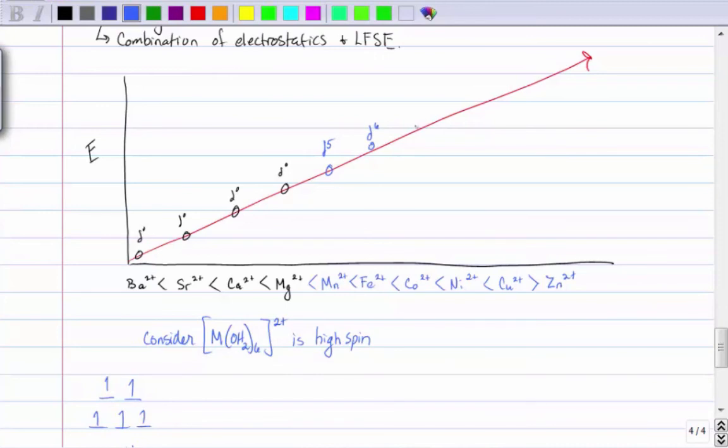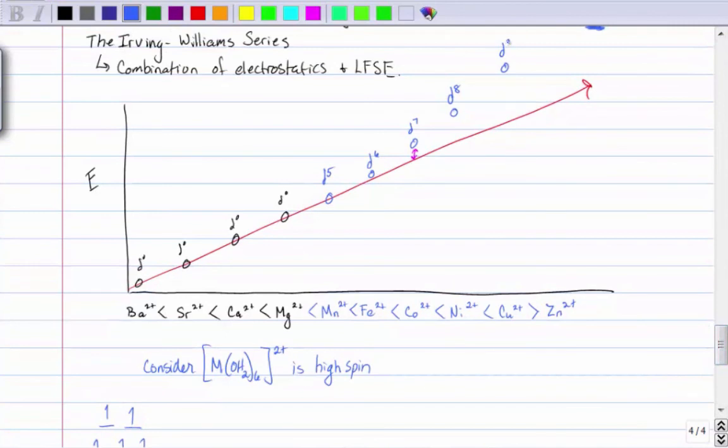What's cobalt? It's d7. And I have even more increased stability, so I'm increasing the distance from this line now. For my d8 nickel complex, I go even further away from the line. For my d9 copper complex, I reach a maximum. I am at the highest difference between this predicted line based on electrostatics and my actual stability. And then for zinc, I go right back to the line. I'm actually right on there.